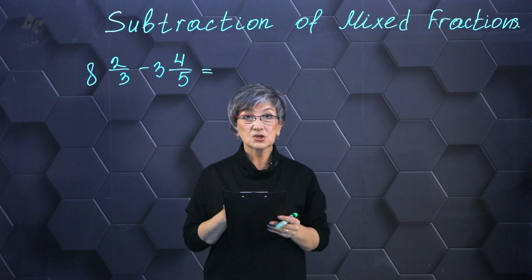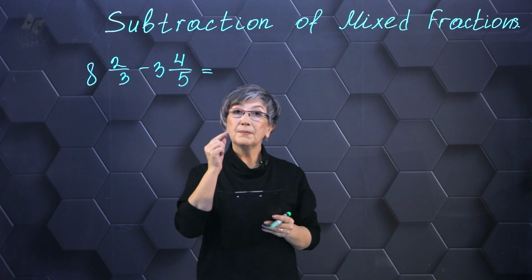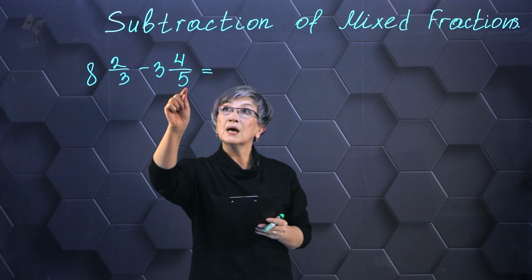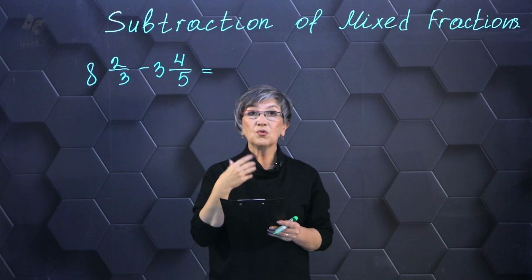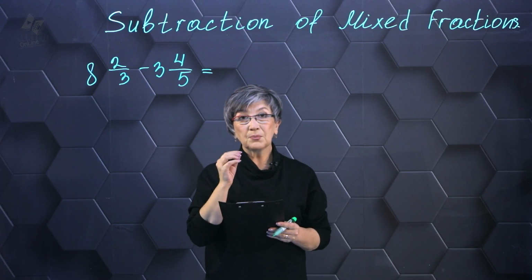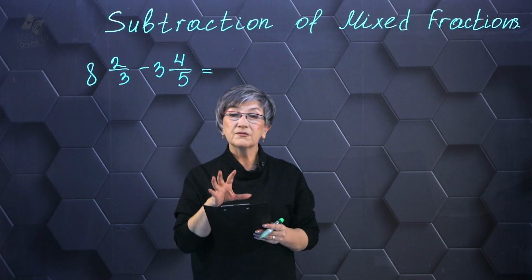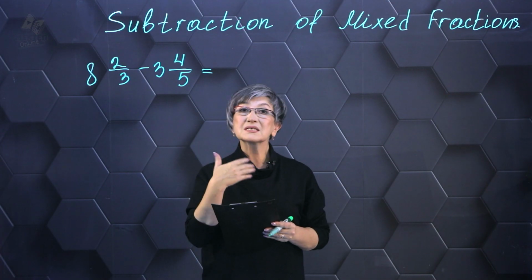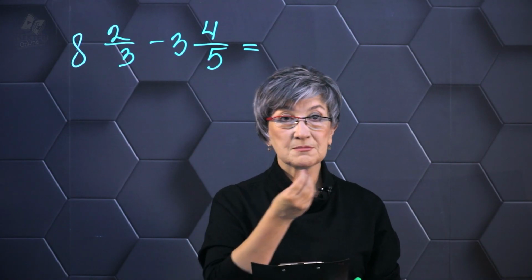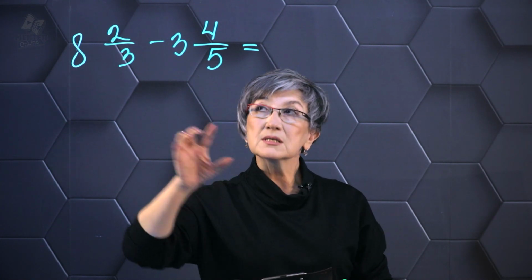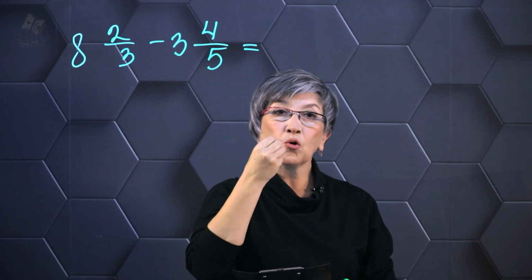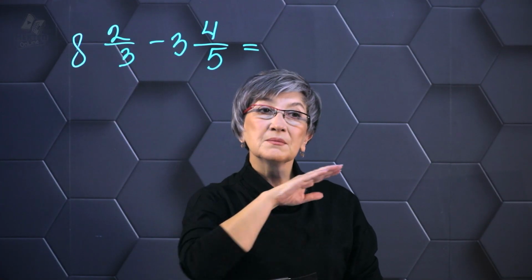We're subtracting mixed numbers. Step 1: we look at the denominators. We have different denominators, so we bring them to a common denominator. Guys, memorize this algorithm, how you should proceed when adding or subtracting fractional numbers or mixed numbers. The algorithm is the same. Pay attention to the denominator. The denominators are different. We need to make the denominator the same.